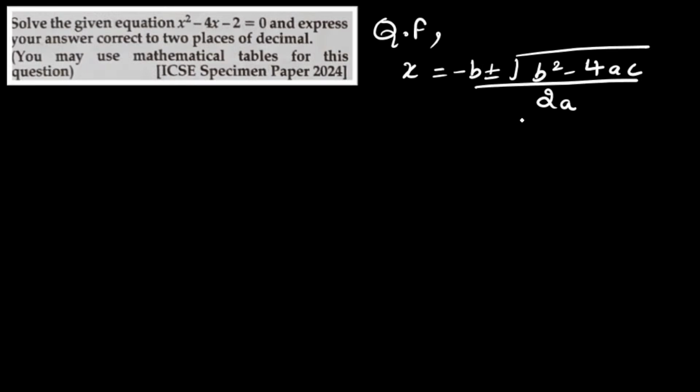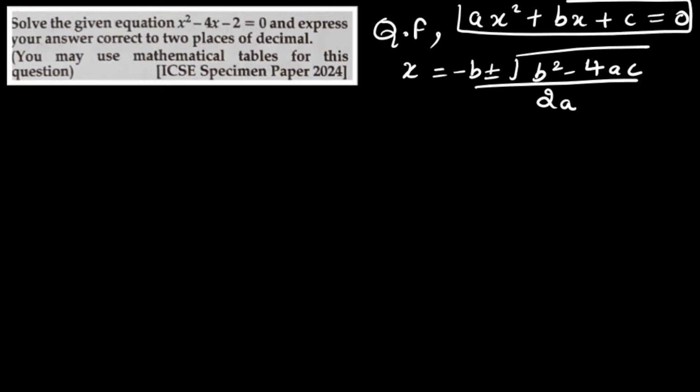The quadratic formula is x equals minus b plus and minus square root of b square minus 4ac, by 2a, where the equation is ax square plus bx plus c equals 0. This is the standard form of a quadratic equation. We will find the values of a, b, c and substitute in the quadratic formula. So today the quadratic formula we are going to use.